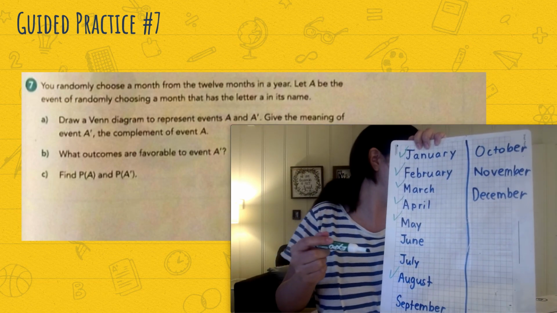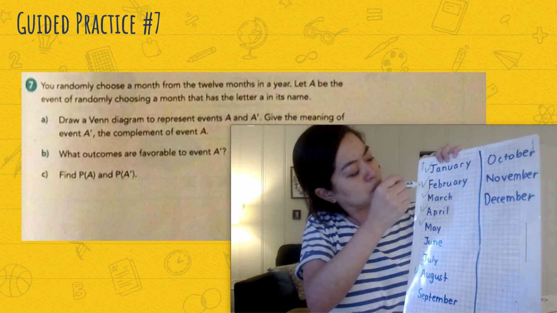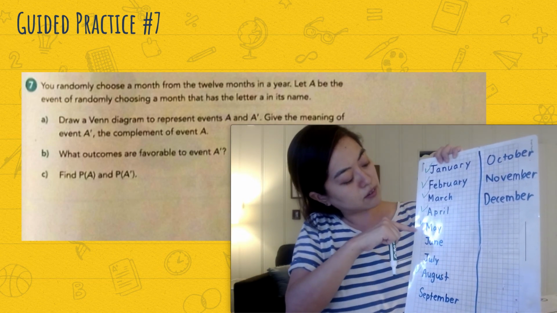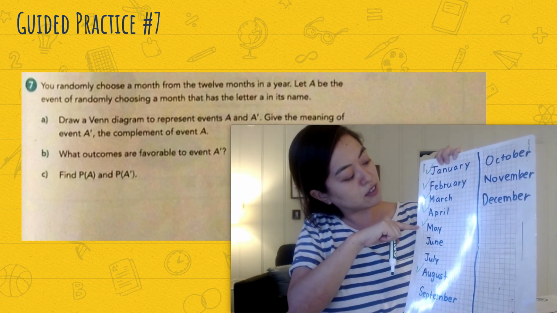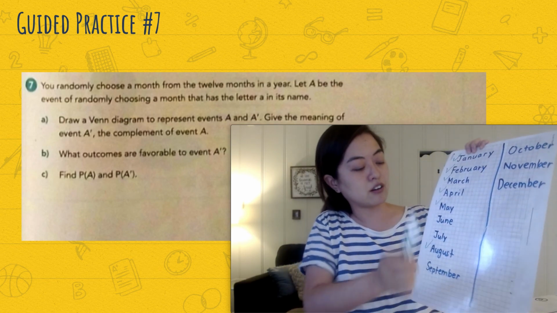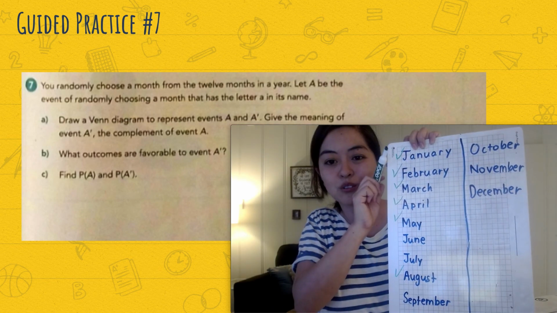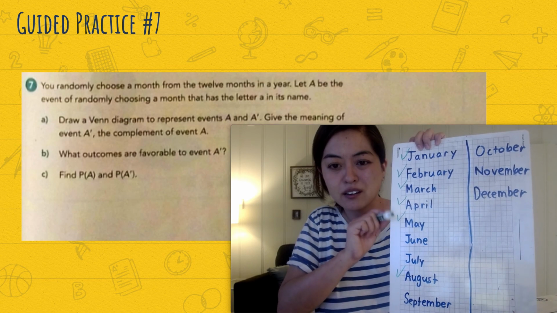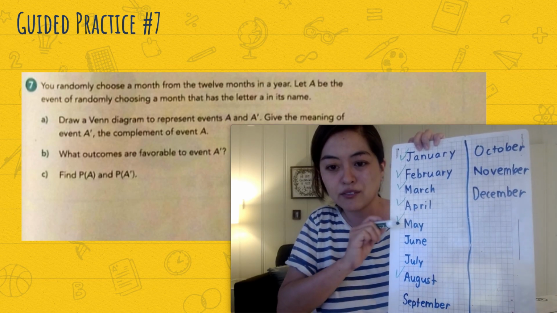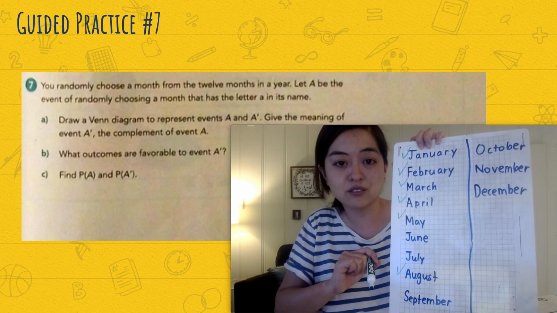Wait a minute. 1, 2, 3, 4, 5, 6. Oh, we have 6. I think I did something wrong on what I wrote ahead. So sorry. So we do have 6, right? 1, 2, 3, 4, 5, 6. We have 6 outcomes for event A.